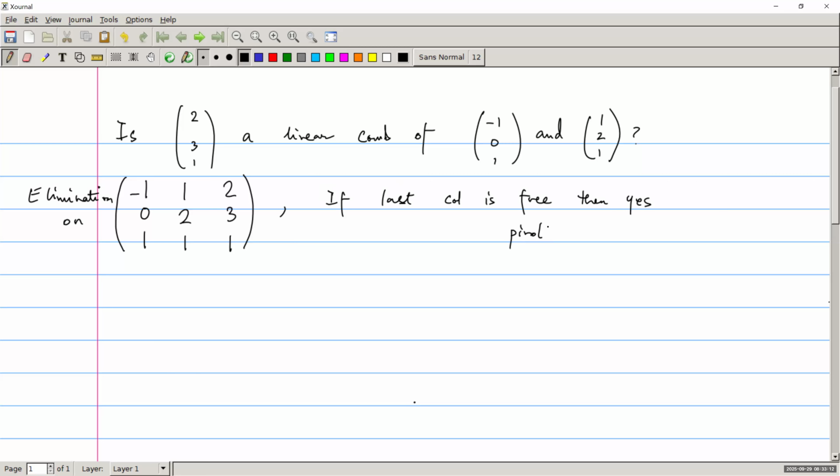If the last column is a pivot column, then what happens if the last column turns out to be a pivot column? Right, so then it's not a linear combination. Okay. Okay, so everyone 100% okay with this? Okay, this is another way of asking the same question.